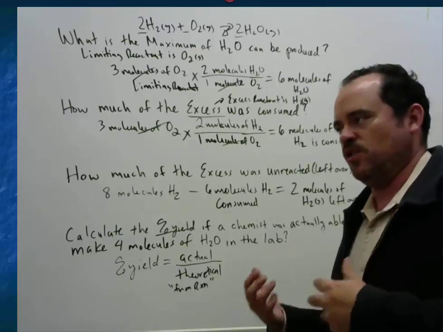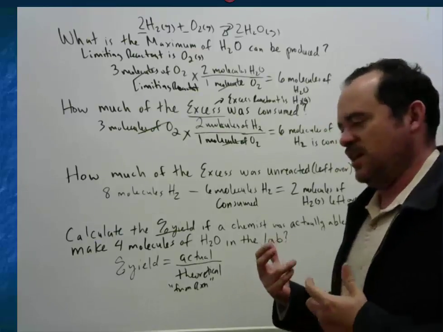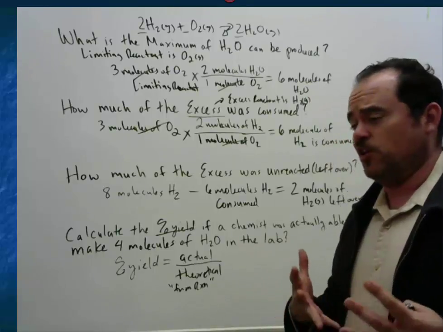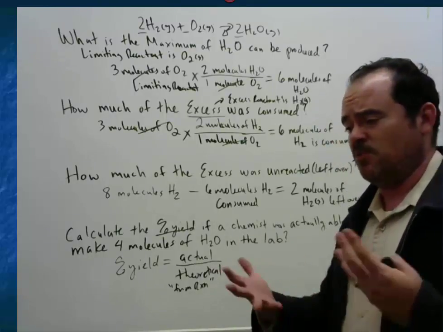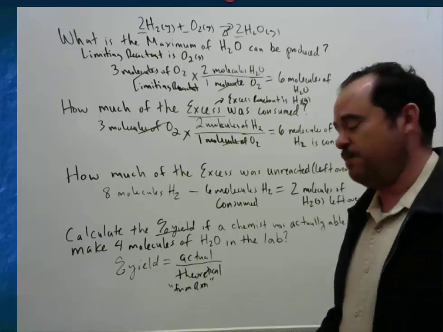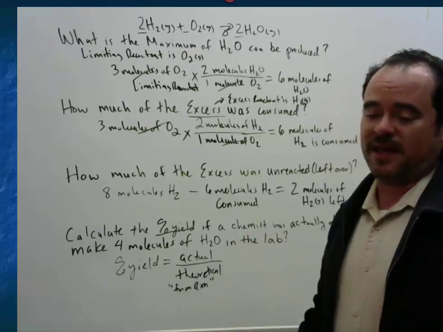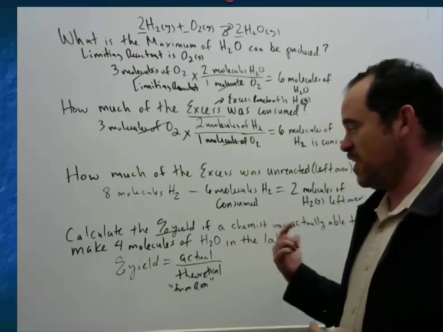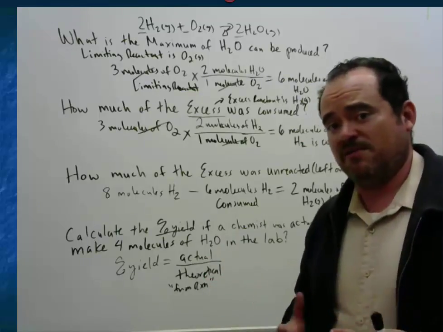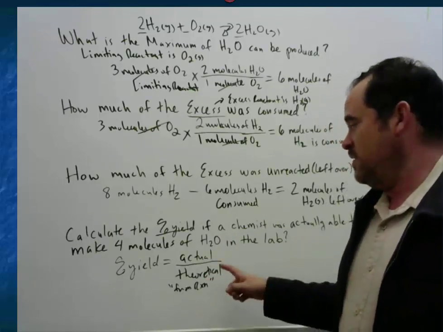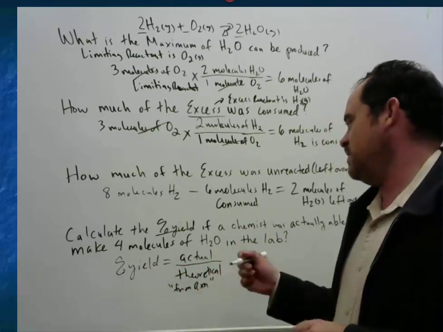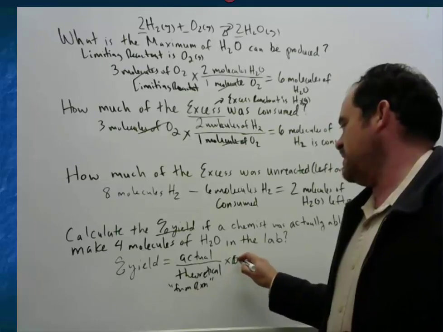So eventually, when you start synthesizing stuff, depending on how good you are, or maybe not so good, it depends. If you're really good and the experiment's going great, maybe you make almost all of it. But maybe you have little mistakes here and there. Something spills, or you lose some of the stuff as you're transferring, then your actual goes down. But the theoretical is how much you could have made if everything was a perfect experiment. So again, it's a percentage. Percentage is parts over total times what? 100.